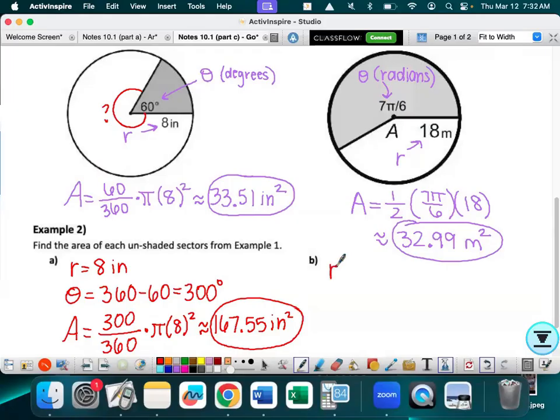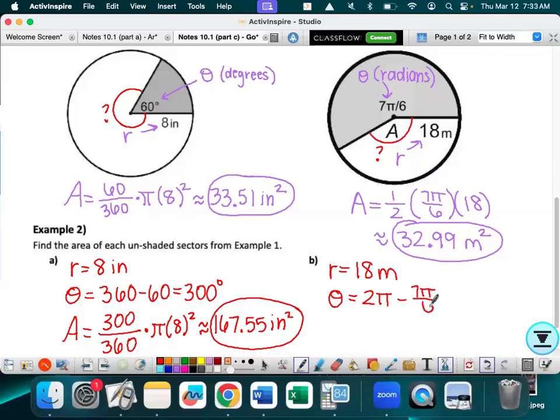again, the radius is still 18 meters. This time though, because we're working in radians, we need to remember what the entire radian measurement of a circle is. What is the entire radian measurement of a circle? 2 pi. So just like last time when we did 360 minus the angle that we had before, we're going to do 2 pi, since that's the equivalent of 360, minus the 7 pi over 6 to figure out the remaining unshaded section's angle measurement.